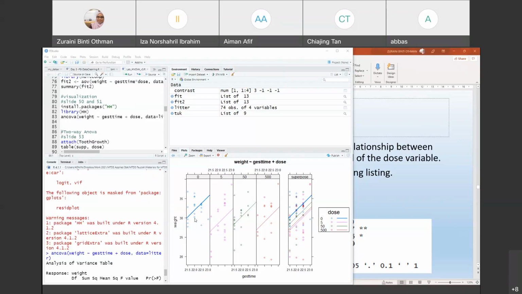Additionally, you can see that the zero dose group has the largest intercept, and the 5 dose group is the lowest one. The lines are parallel because you specified them to be. Because we used gestation time times dose just now, that's what we specified ourselves. That's why we found that the lines are parallel.